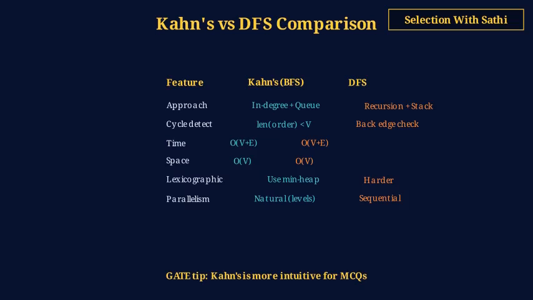An alternative is DFS coloring with white, gray, and black. If during DFS you visit a gray node, that is a back edge, meaning a cycle. For Kahn's method, the check is simple. Just compare the count with n at the end.